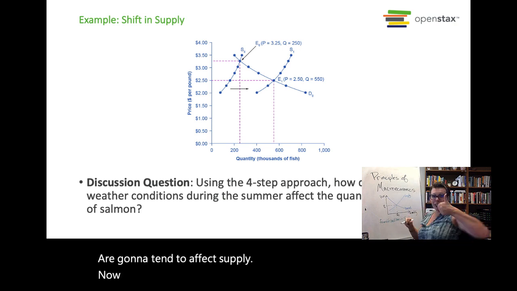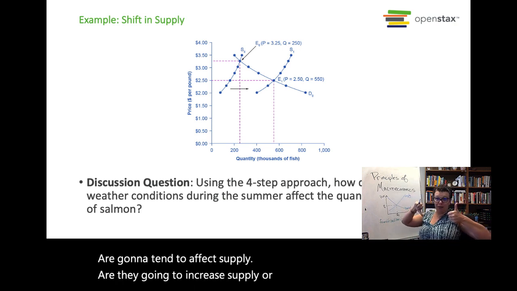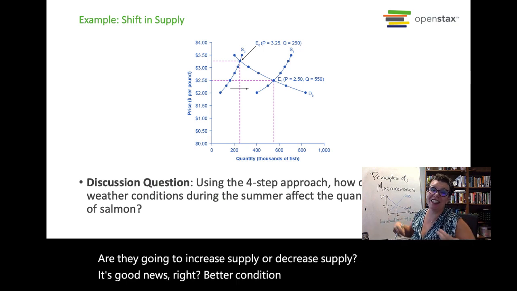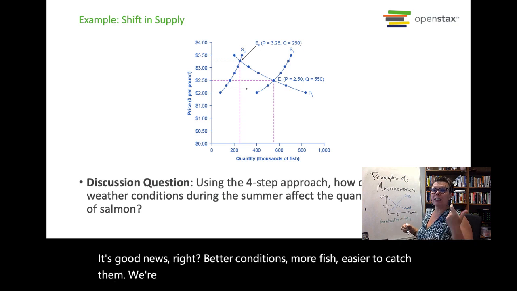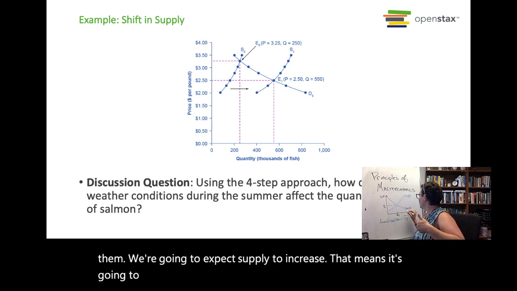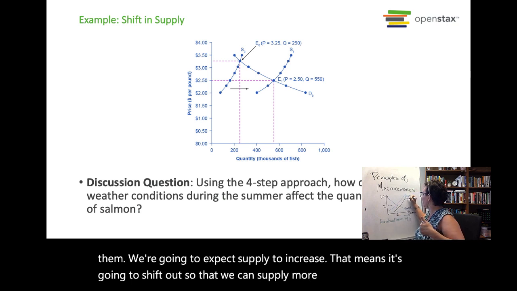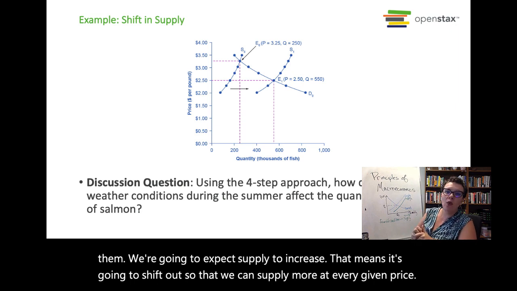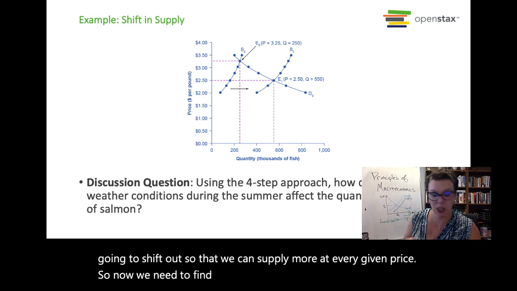Now, are they going to increase supply or decrease supply? Well, it's good news, right? Better conditions, more fish, easier to catch them. We're going to expect supply to increase. That means it's going to shift out so that we can supply more at every given price. So now we need to find the new equilibrium.